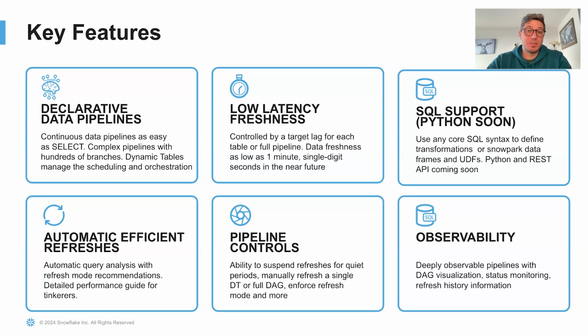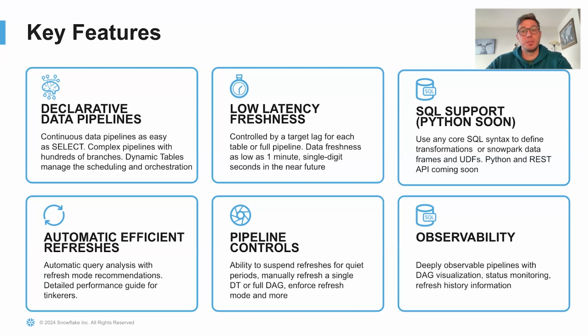So what are the key features of dynamic tables? Dynamic tables are declarative data pipelines, so they're easily expressible. You don't need to worry about scheduling or orchestration because dynamic tables do it for themselves. Dynamic tables also support low latency data freshness, controlled by the target lag. Currently, data freshness as low as 1 minute is supported, while single-digit seconds is in the works and will be supported in the near future. You can express transformations using SQL syntax, and Python and REST APIs are coming soon.